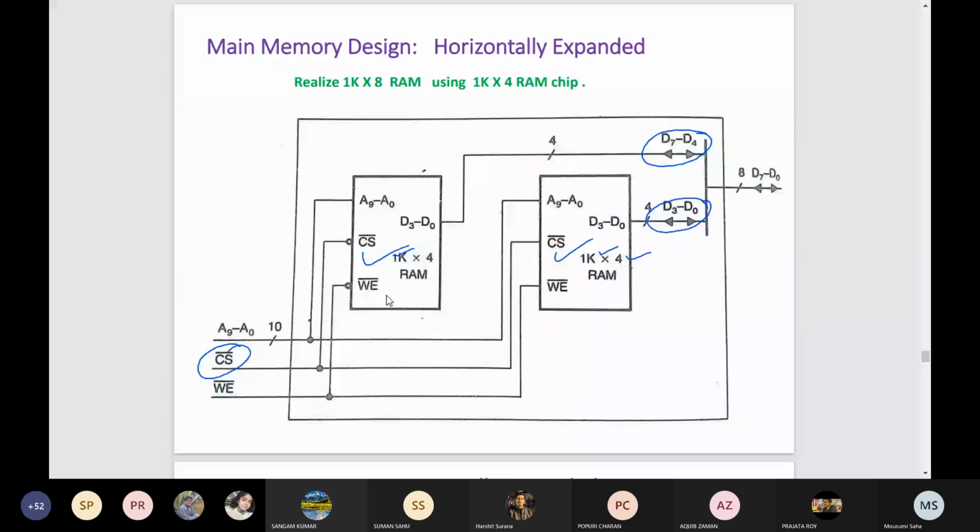Ma'am, one confusion. In a 1K into 4 RAM, we are using 8 bits for address and 4 for data. Why? What is your question, beta? For data, because we need 8 bits, for that reason we have used 4.